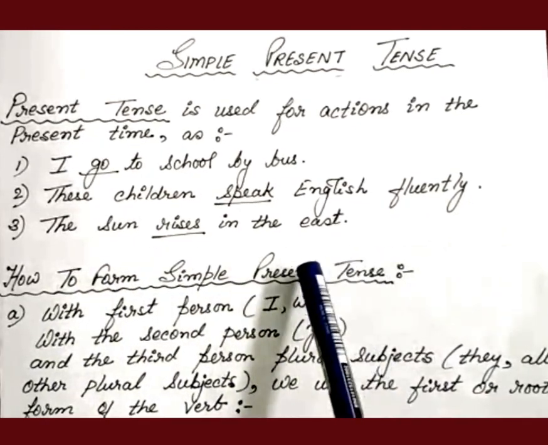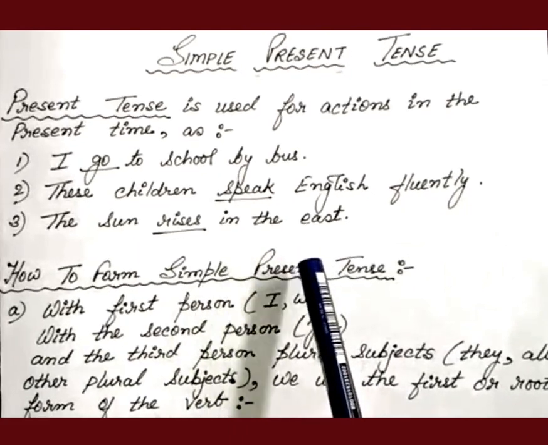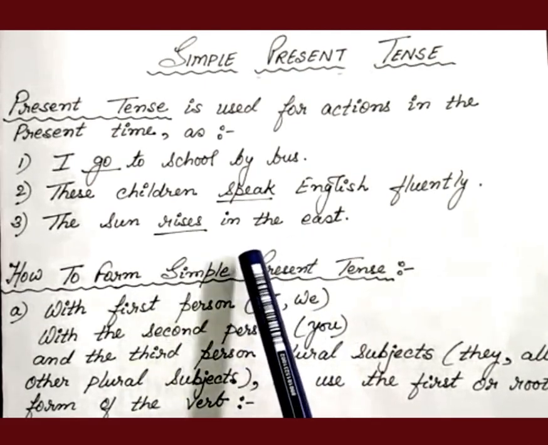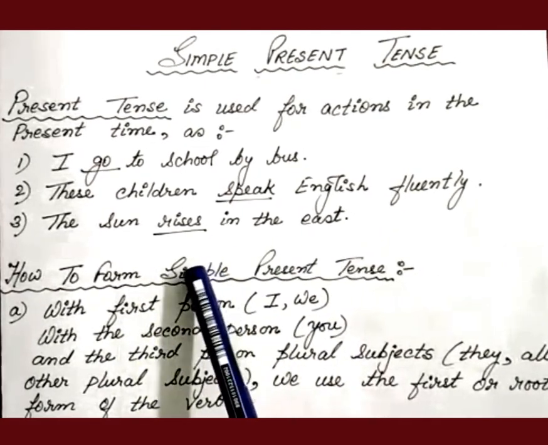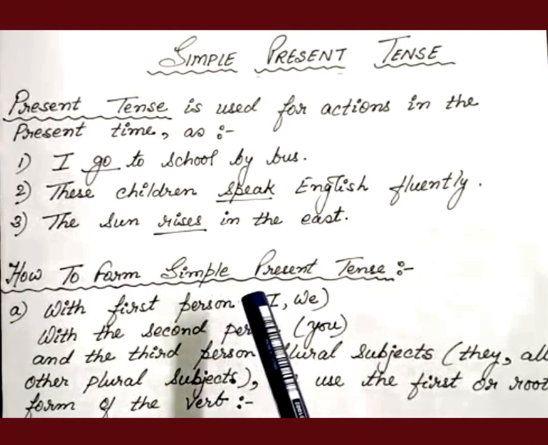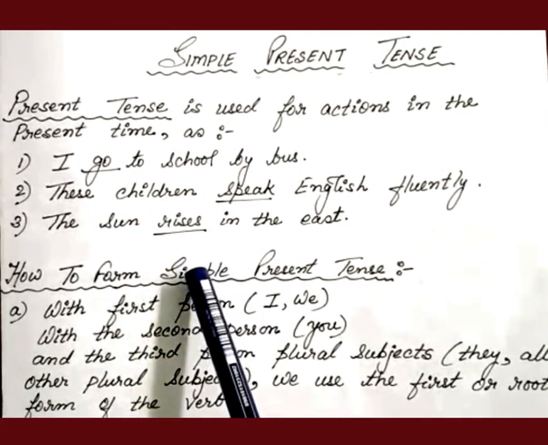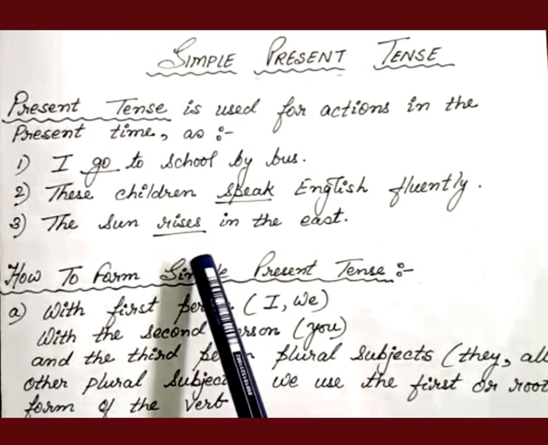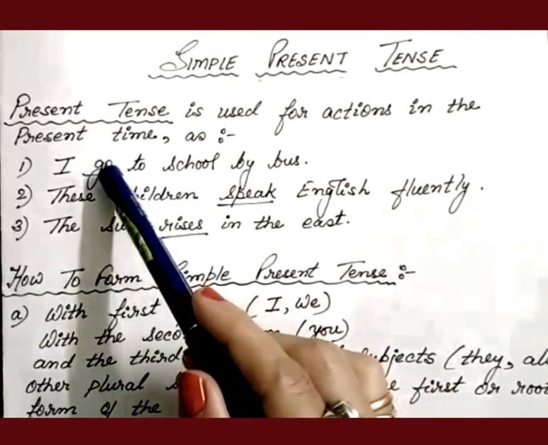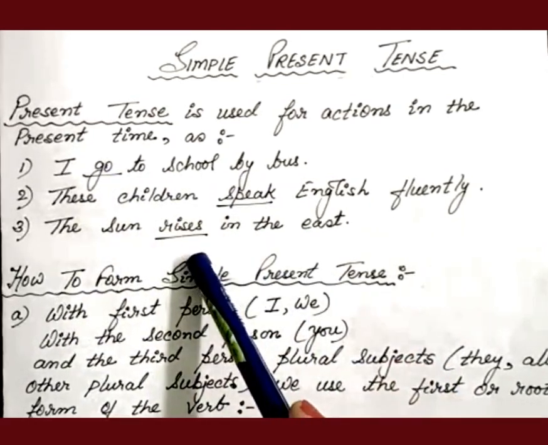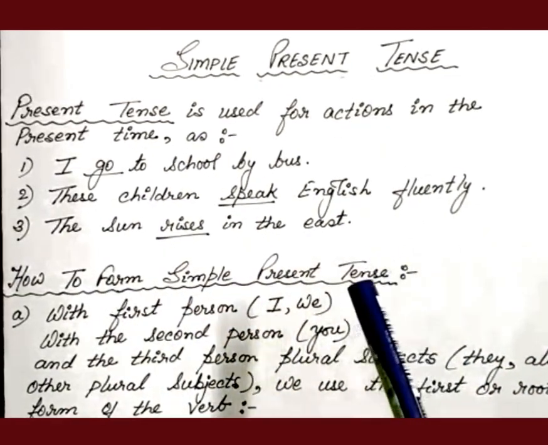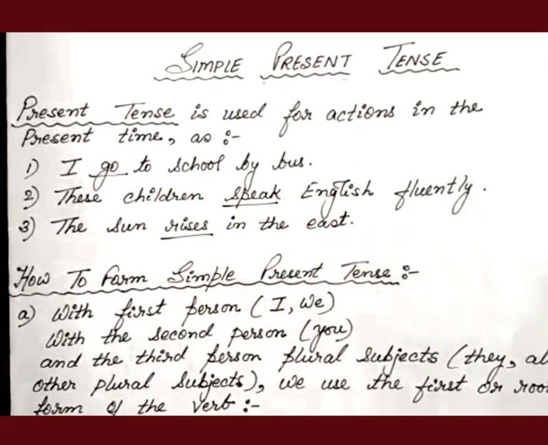Now you see here, this is a truth. This is a practical truth. This is a universal truth that every day the sun rises in the east. So again, the form of verb rises tells you that here the speaker talks about the action that's taking place in the present. The sun rises in the east. So the form of verbs go, speak, and rises indicate that these sentences are in simple present tense form.